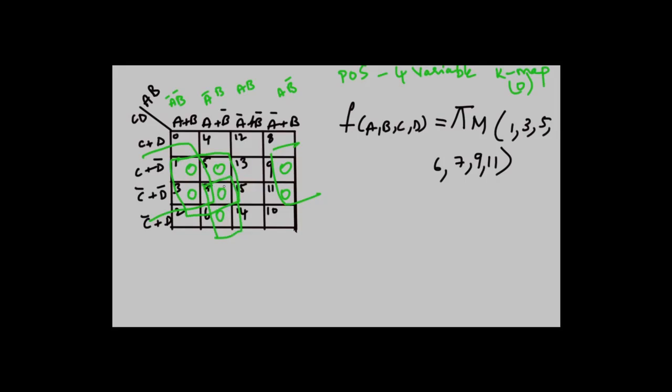So in total I have 3 groups here. This is group 1, this is group 2, and this is group 3. Group 1 and group 2 have 4 zeros each, and group 3 has 2 zeros. So first we'll write about group 1.